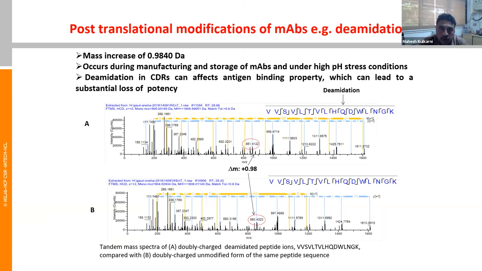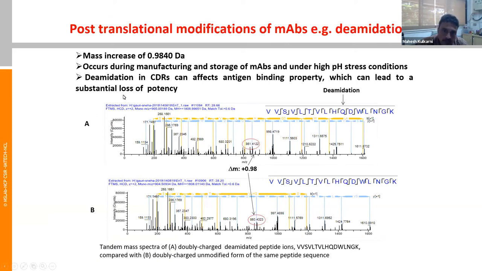And then we looked into the post-translational modifications. One of the examples I'm presenting here is deamidation. Whenever a protein or a peptide undergoes deamidation, there is an increase in mass by 0.98 daltons. This occurs during manufacturing and storage of mAbs and under high pH stress conditions. Deamidation in complementarity-determining regions can affect antigen binding property, which can lead to substantial loss of potency.